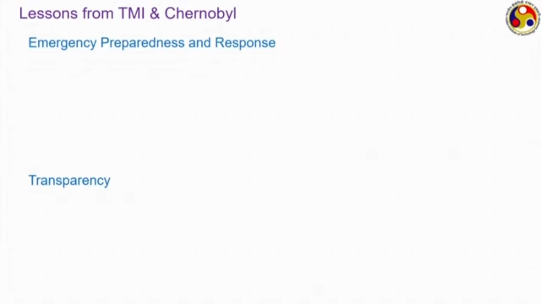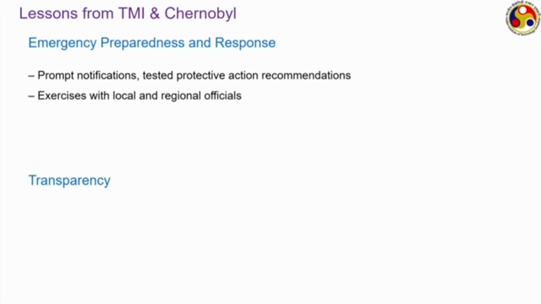Finally, the lessons that we have received from TMI and Chernobyl. I am not mentioning Fukushima here, because the conclusions will be quite similar. The two primary lessons are related to emergency preparedness and response, and transparency in the procedure. Under emergency preparedness and response, prompt notification is absolutely essential, which can be tested by the protective action exercise.